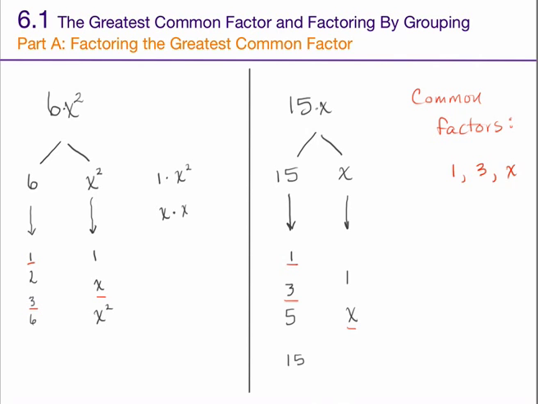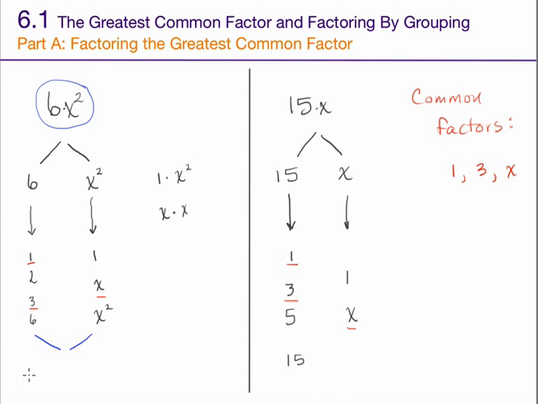Okay, this is where it gets a little bit more interesting. I'm trying to build up 6x squared by multiplying two things together. I can multiply 1 by 6 to get 6, and I can multiply 1 by x squared to get x squared. But I'm not trying to build them up separately. I'm trying to find a way to write 6x squared as the product of two things. So really, I have to think about this more as being put back together again.